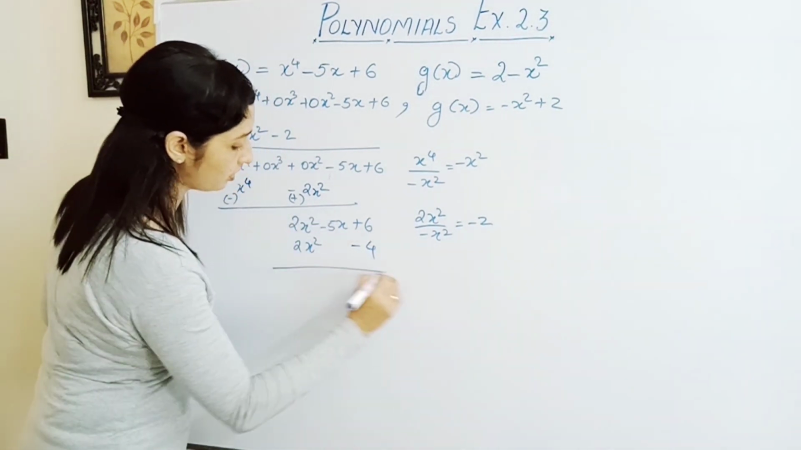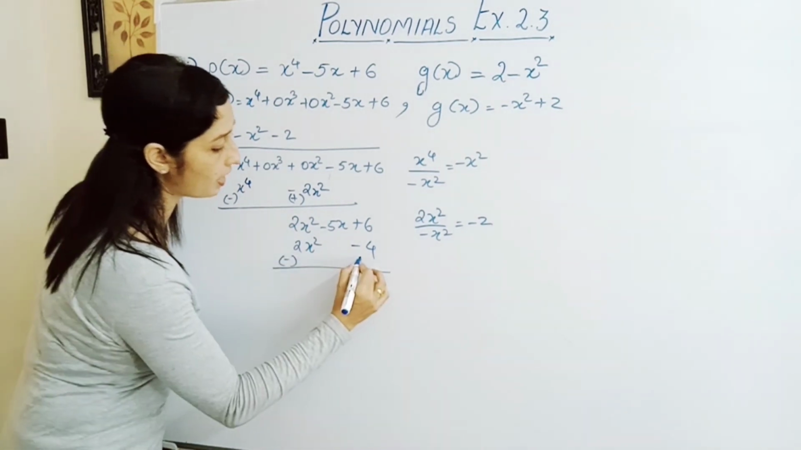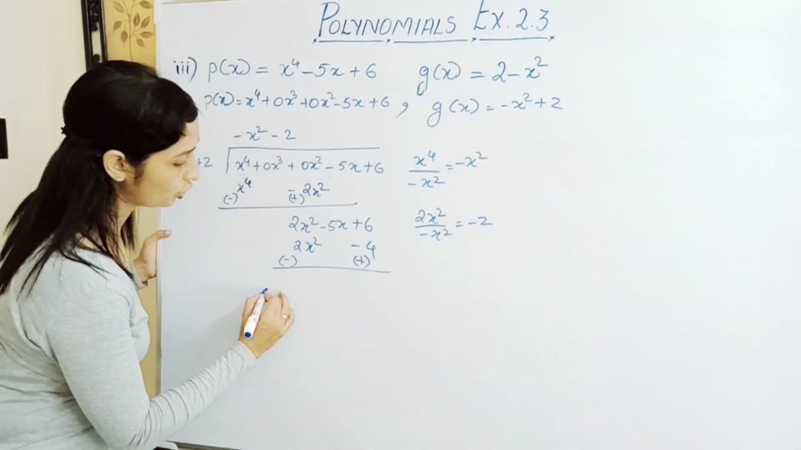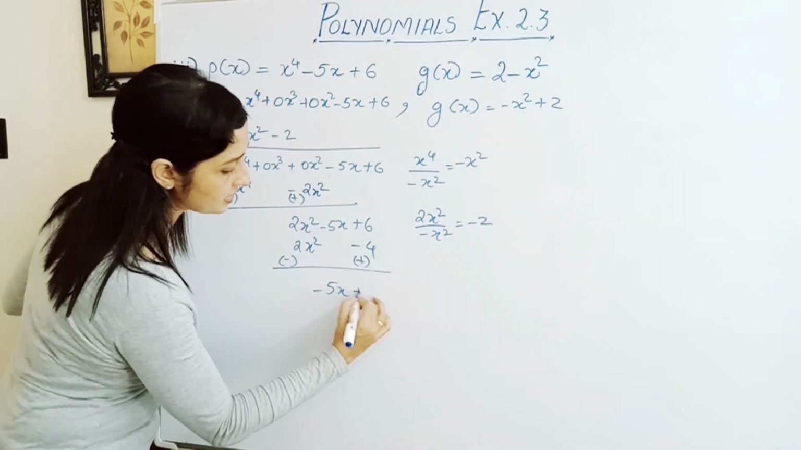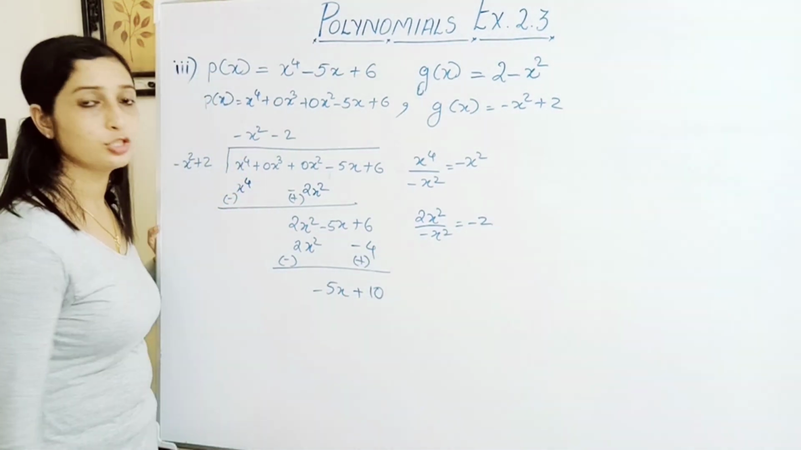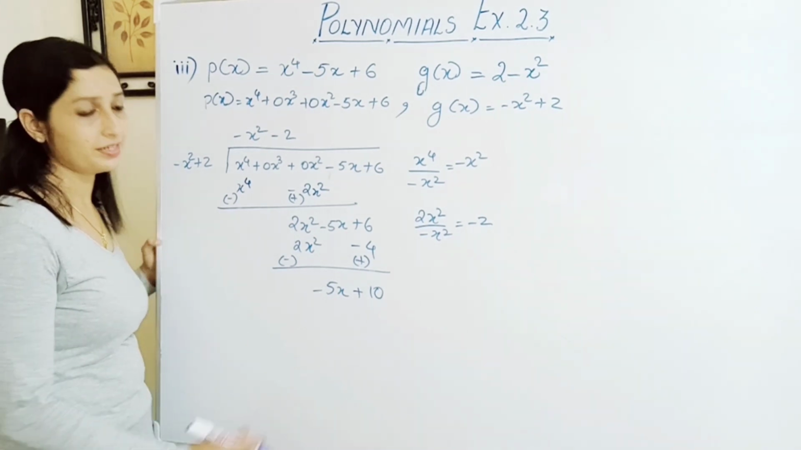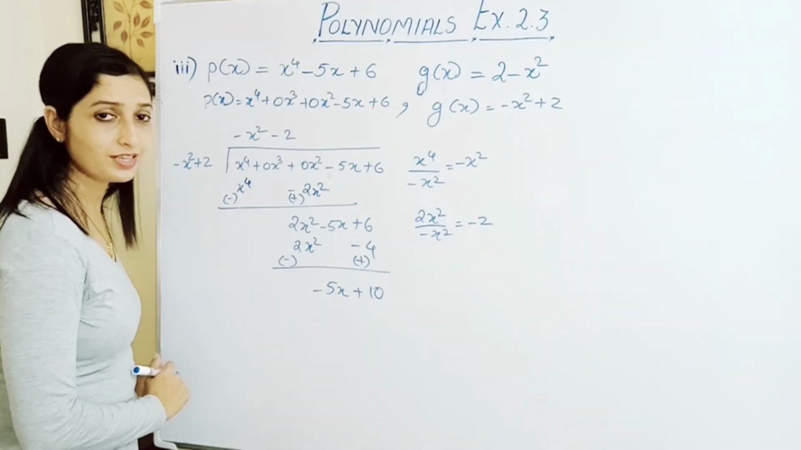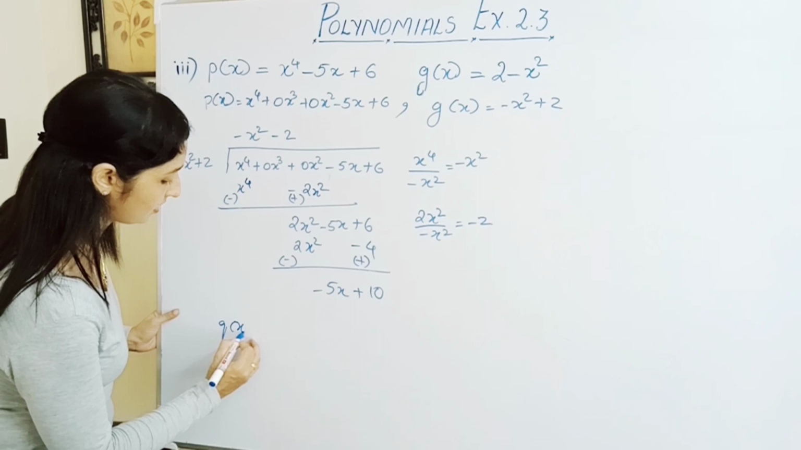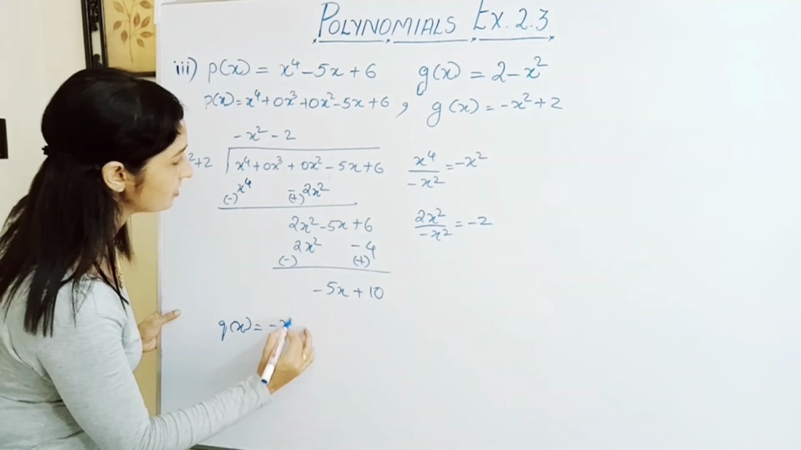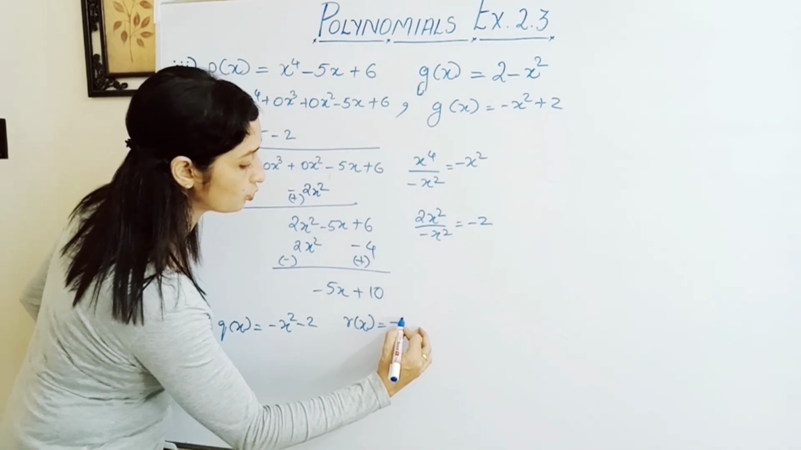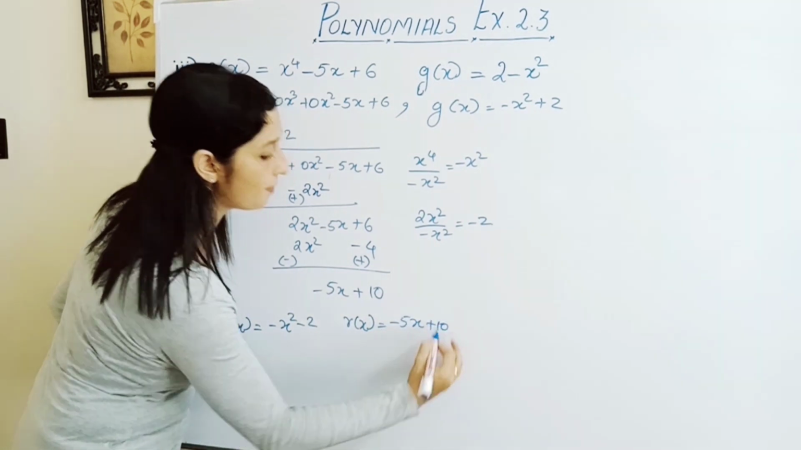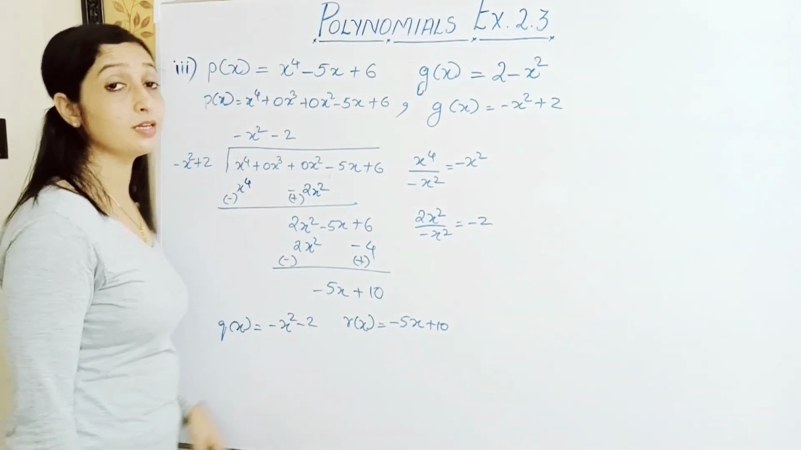Alright, minus 4 here, reversing the sign, this becomes minus, this becomes plus. So what do you get? Minus 5x plus 10. So this is our remainder. So what is our q of x? Q of x is equal to minus x square minus 2, and r of x is equal to minus 5x plus 10.